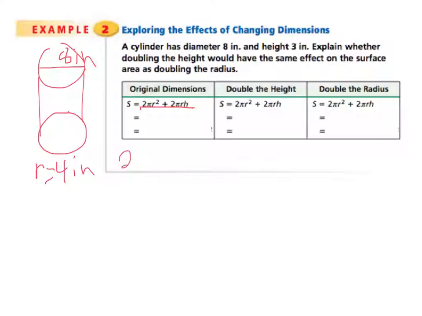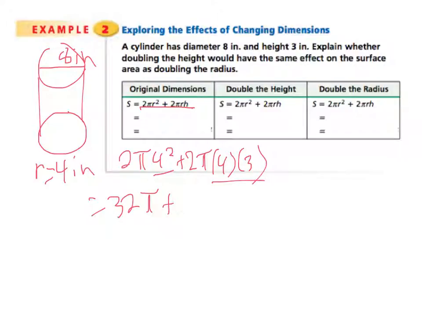So this one we're going to do 2 pi times 4 squared plus 2 pi times 4 times the height, which is 3. So 4 squared is 16. 16 times 2 is 32 pi plus 4 times 3 is 12 times 2 is 24 pi. So that's going to get us 56 pi, which is about 175.8 inches squared.